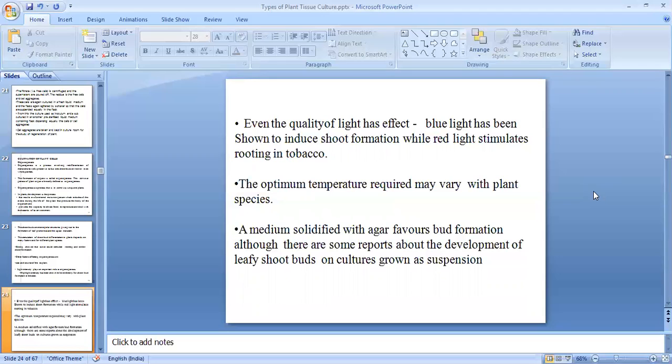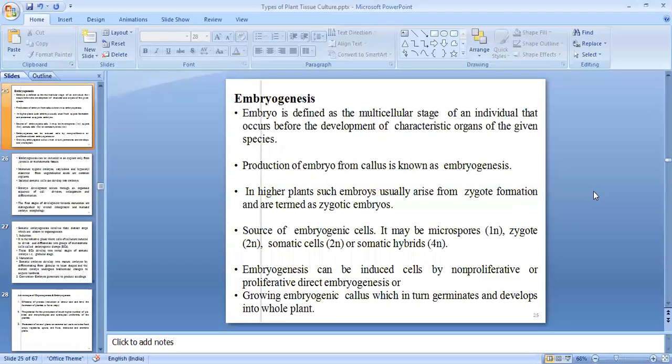We have to provide the optimum temperature for the explant to initiate into the different parts of the plant or different organs. And usually the solidified media with the agar favors the bud formation, and in some cases the suspension culture favors the formation of organogenesis. And next is the embryogenesis.